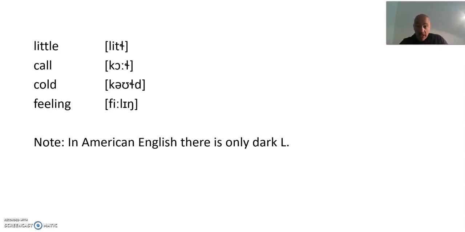But feeling, you have before vowel sounds. That's clear L. Feeling. You don't say "feeo-ing." That's American English. Americans only use dark L. They would say feeling. Brits, feeling. I have a feeling.